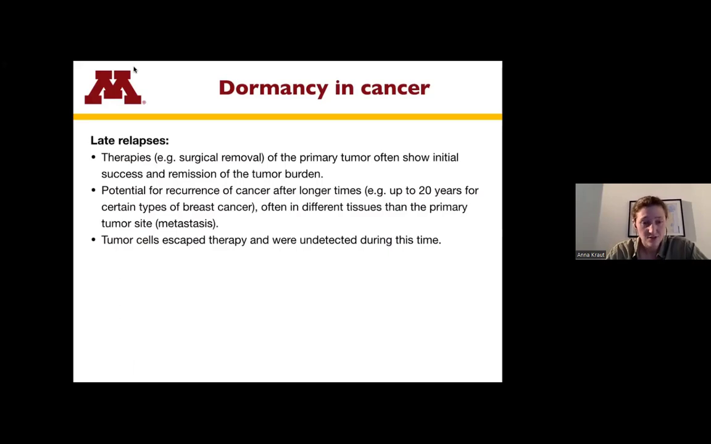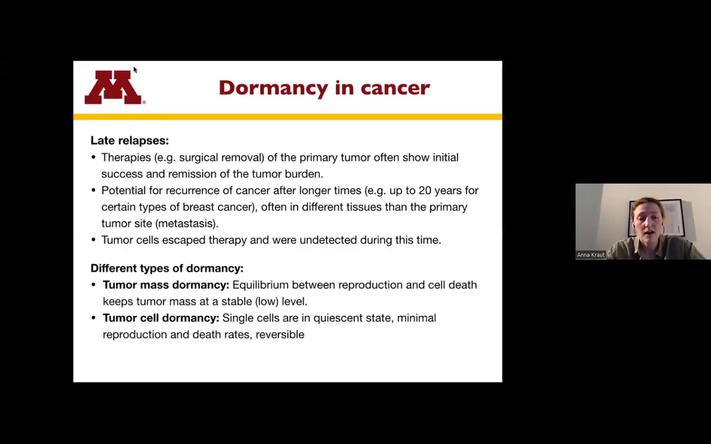And somehow these tumor cells must have escaped therapy. So by genetic sequencing, you can actually tell that these tumors are quite often derived from the original primary tumor. So it's not just bad luck and a second initiation of cancer, but it's actually stemming from the original primary tumor. And somehow these cells escape therapy and manage to stay undetected over these long time spans. And that is what can be considered as tumor dormancy, staying undetected over a longer time.